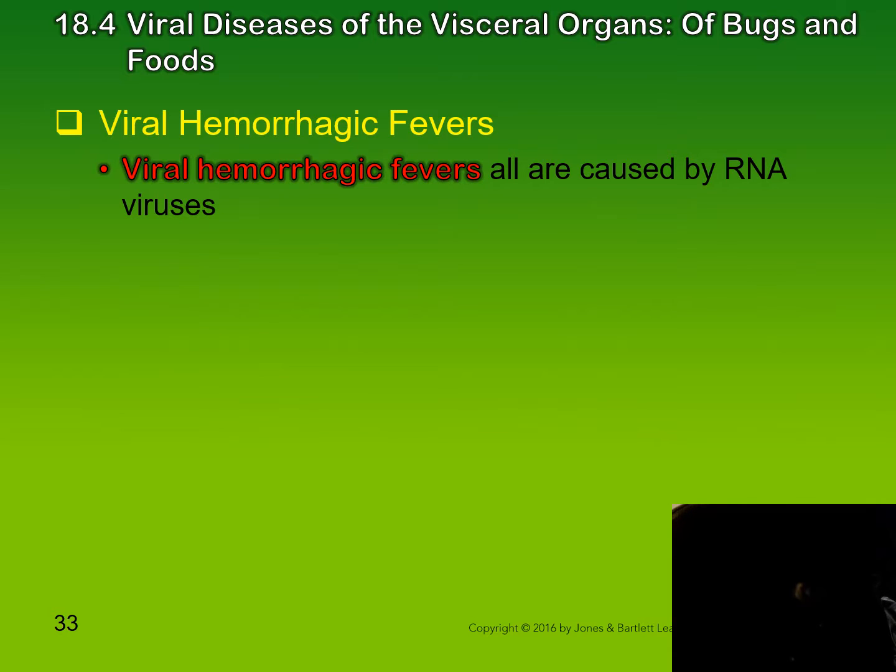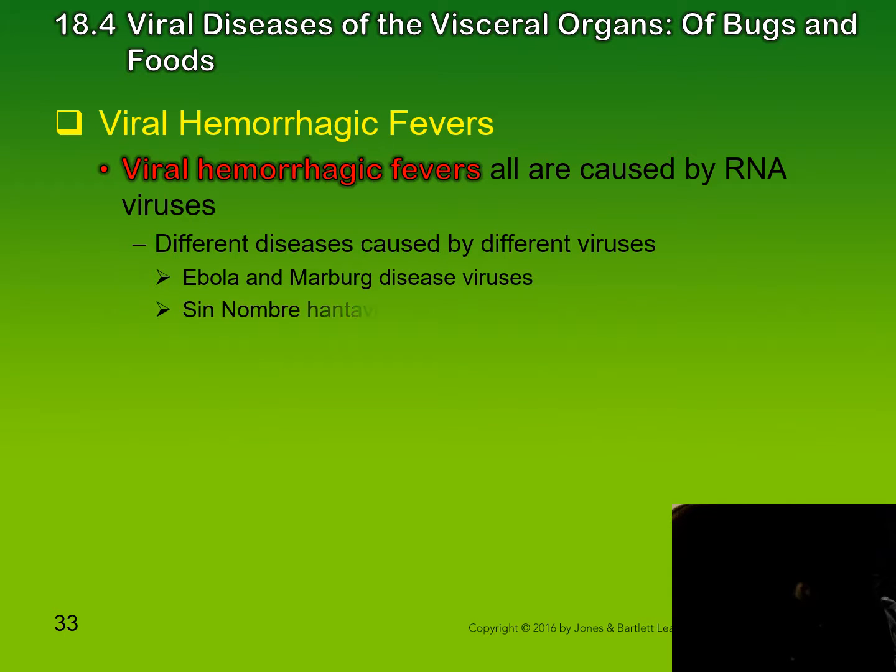Hemorrhagic fever: all the hemorrhagic fevers are caused by RNA viruses, and we can have different diseases caused by different viruses. Ebola and Marburg are very potent bleeding diseases, and if you have Ebola or Marburg, you basically get the virus, and you literally bleed to death.